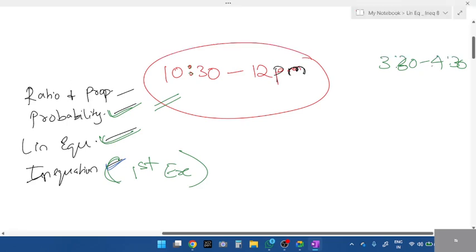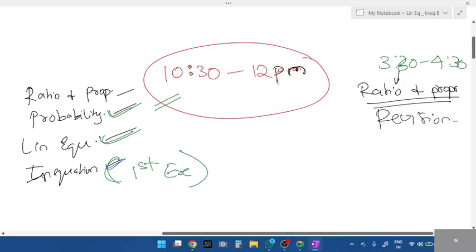Fine. 3:30 to 4:30, I'll be doing ratio and proportion revision. Whoever wants can attend. If you know this, you don't have to attend. You can prepare on your own. If you all want, you all can attend. If not, I'll send the test paper, students. Evening, I'll send the complete test paper. These 4 chapters for test.